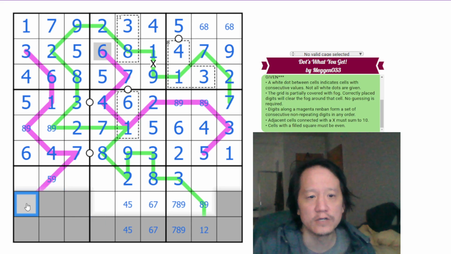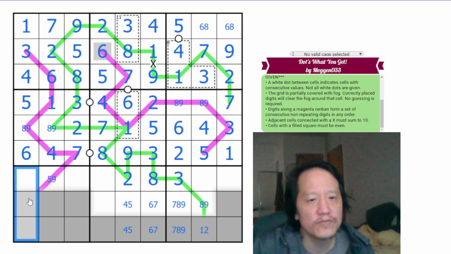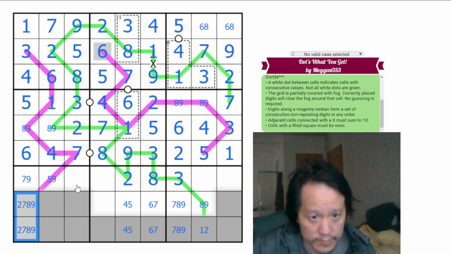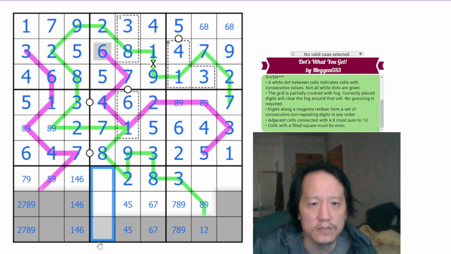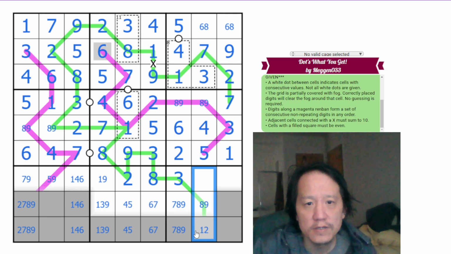It goes to here. This can be 2, 7, 8, 9, so this is 7 or 9. This is 2, 7, 8, or 9. This must be 1, 4, and 6. Okay. This is 1, 3, and 9. But this can't be 3. This can be 9. So 1, 3, 9.